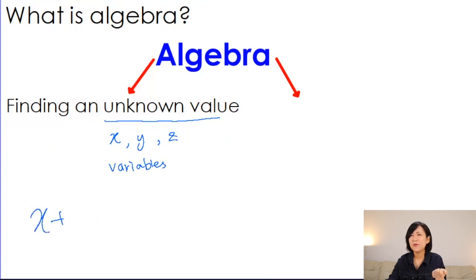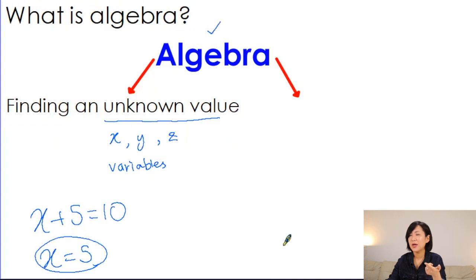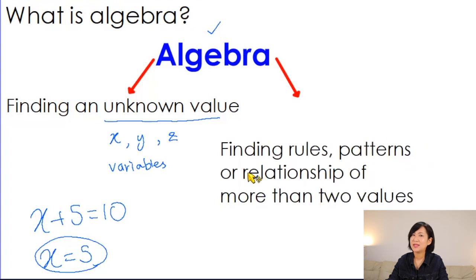So, for example, I'm going to write down a number sentence: x plus y equals 10. Now, finding x is algebra. So what is x? Yes, x is 5. So this is algebra. And algebra also has another meaning.